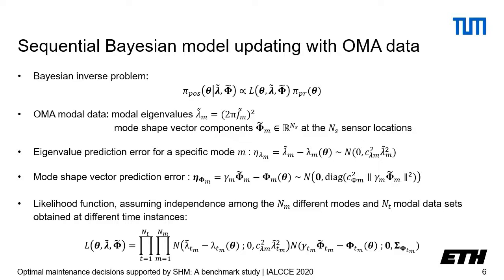Following Bayes' rule, the posterior distribution of the parameter vector theta given the monitoring data is proportional to the prior distribution multiplied with the likelihood function. The OMA identified model data are the lower M model eigenvalues and the mode-shaped vector components. The slide here is mainly focusing on the construction of the likelihood function. However, I will not explain it in detail. The likelihood function that we use here, with its equation written at the last line of this slide, is the state-of-the-art likelihood function that is used in works related to Bayesian model updating.